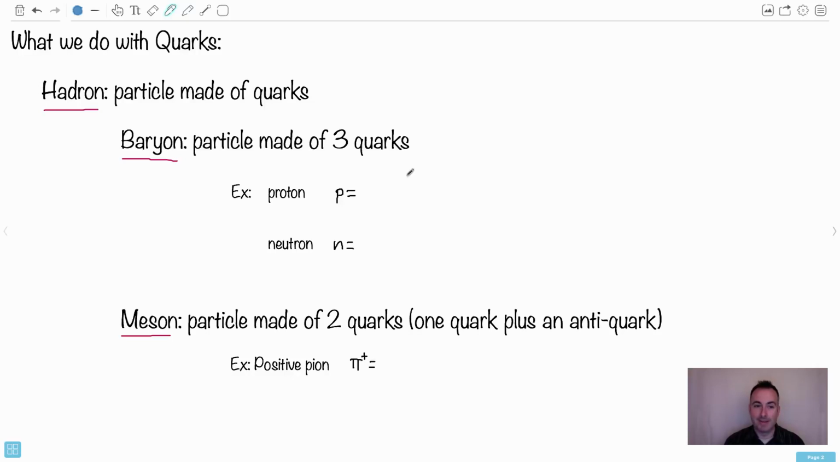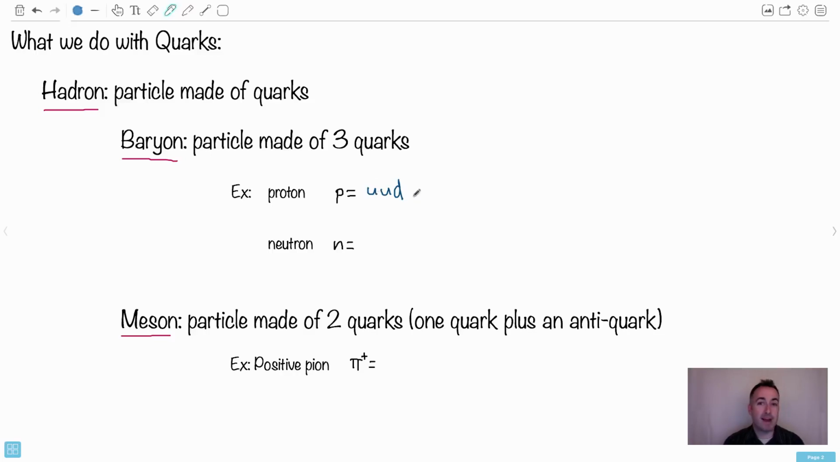See, repetitive. So there are 2 baryons you need to memorize, or at least know the structure for. You need to know the quark makeup of a proton. A proton is going to be made up of up, up, down quarks. So it's got 3 quarks, right? See, 3 quarks. That's why it's a baryon. And because it's made of quarks, it's a hadron. It goes up, up, down.